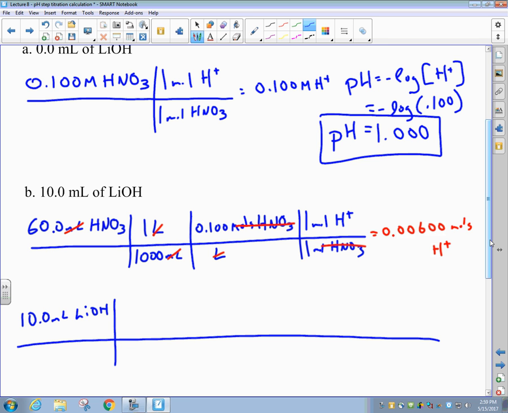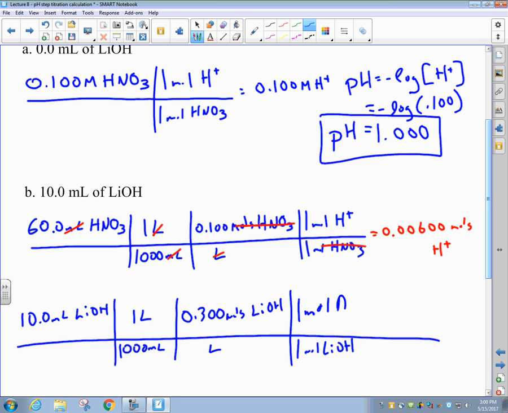We've got a very similar calculation, except we want to get to moles of hydroxide. Same process, we're going to have 1,000 milliliters in 1 liter, then multiply by the concentration. We have 0.300 moles per liter of the lithium hydroxide. Then, using the balanced chemical equation from above, for every 1 mole of lithium hydroxide, we will produce 1 mole of hydroxide ions.